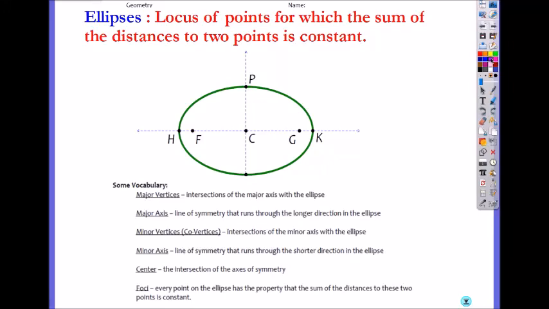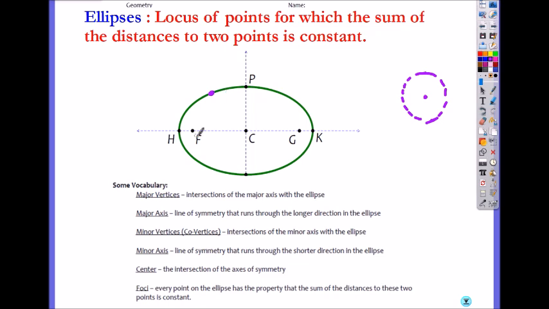An ellipse is the locus of points for which the sum of the distances to 2 points is consistent, the same. What is locus? Locus means a set of points. Remember, the circle was a set of points equidistant from one point, which was the center. Now, locus, again, is a set of points.